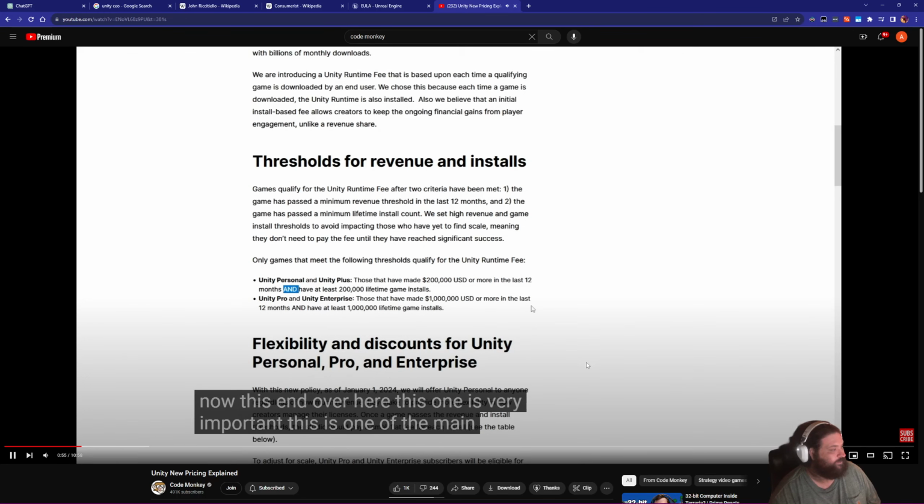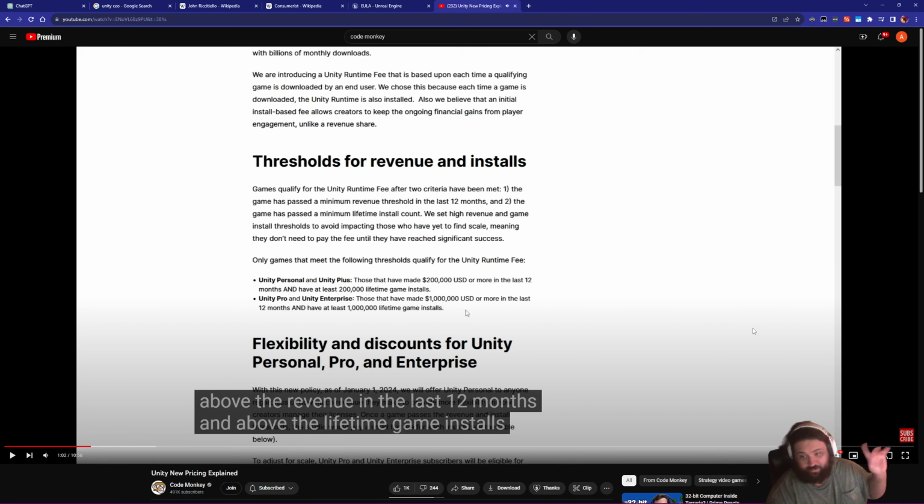This is one of the main points of confusion. So the fee only applies if above the revenue in the last 12 months and above the lifetime game installs. Okay, so he's correct. I was confused about this myself.